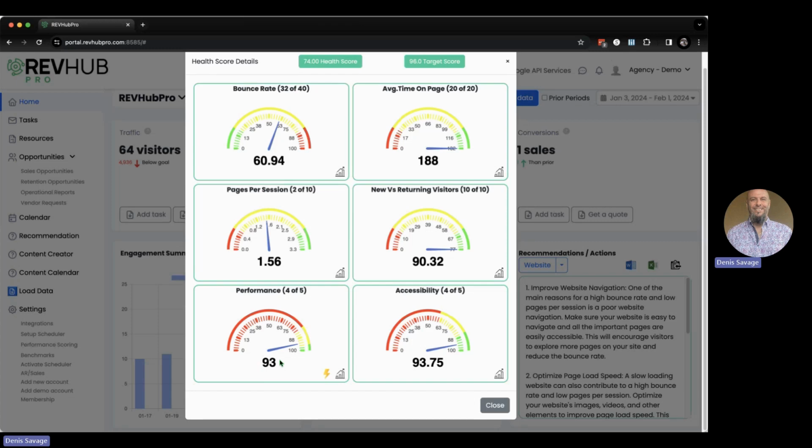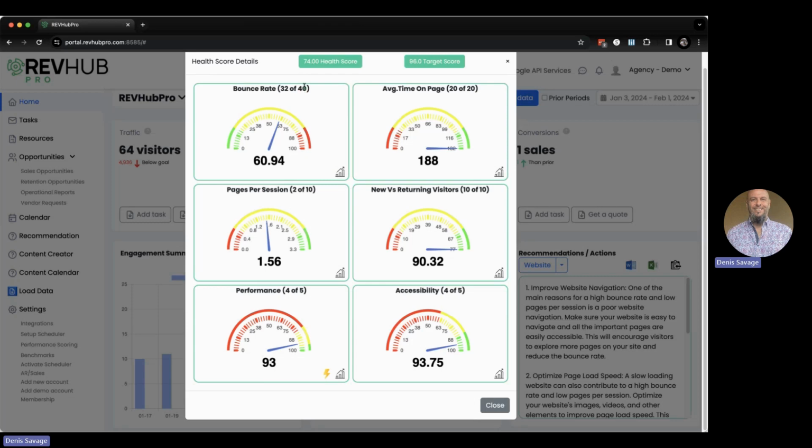The health score and the subsequent metrics being weighed are customizable on a per client basis. So when we see these numbers in parentheses, 32 of 40, 40 is your weighted metric of the bounce rate. So we're putting a pretty good emphasis on bounce rate, that we want to make sure our users are coming and viewing multiple pages. So these two probably tied together, and these are our lowest performing ones on this particular one. So those target scores, I want to emphasize, are adjustable.